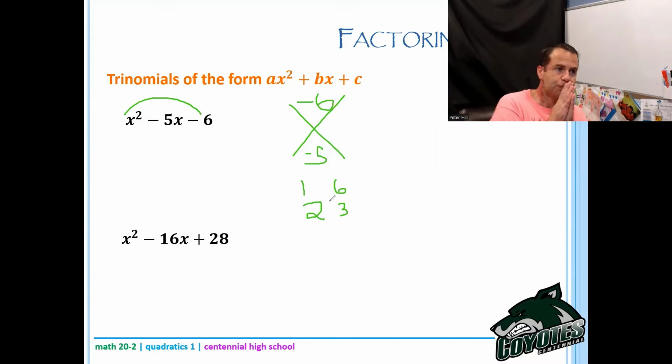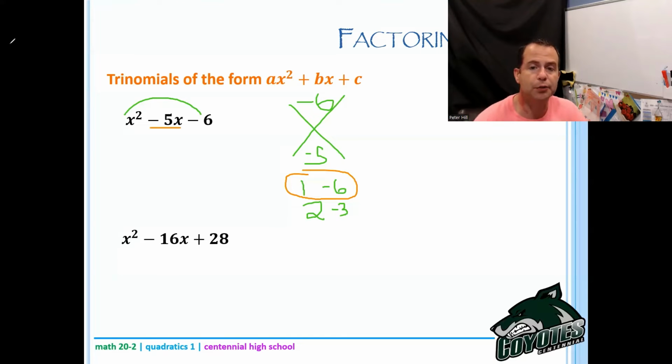Now, I need to multiply two numbers together to get a negative number, so I know one number has to be negative. And I need to add to get a negative number. That tells me my larger number has to be negative. So I'm going to put a negative here and a negative here. And I'm going to say, okay, which one of those is going to give me the -5 that I look for? Oh, this is the pair that's going to be friendly to me. 1 times -6 will give me my -6. And 1 plus -6 is going to give me my -5.